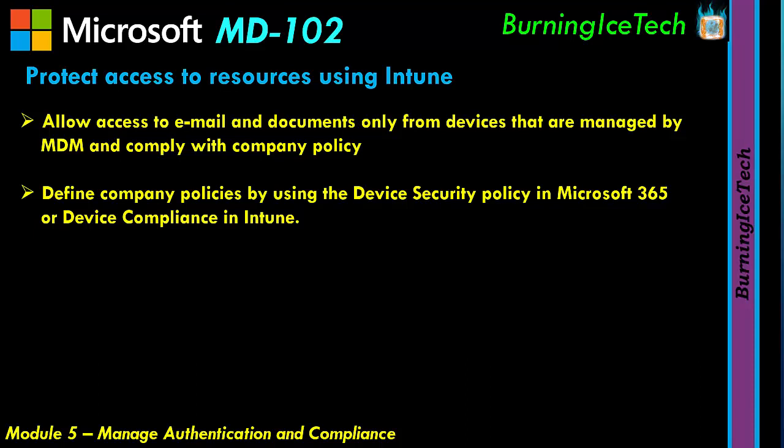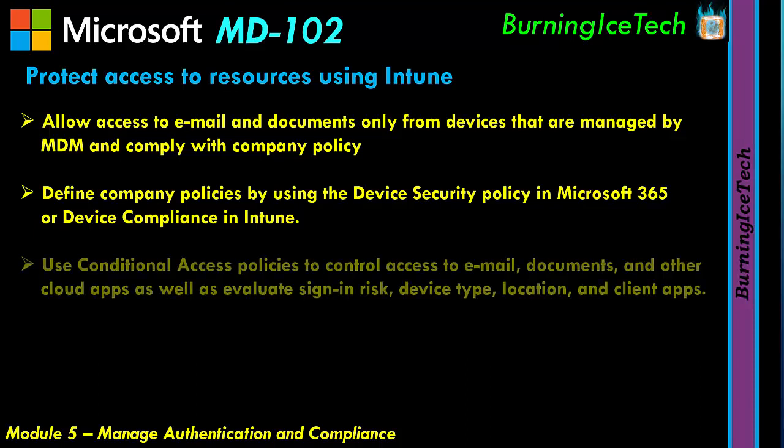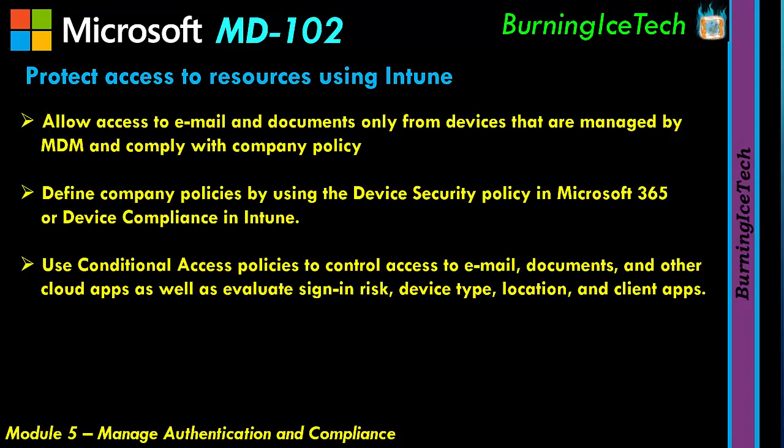Anyway, so with regards to conditional access, you can use conditional access policies to control access to email, documents, and other cloud apps, as well as evaluate sign-in risk, device type, location, and client apps. So basically, in a nutshell, what happens here, and I don't want to go too far because I know we're still going to cover this in this module, but using conditional access policies, you can go and specify conditions, like the name suggests, that need to be met first before these users will be granted access to certain resources.